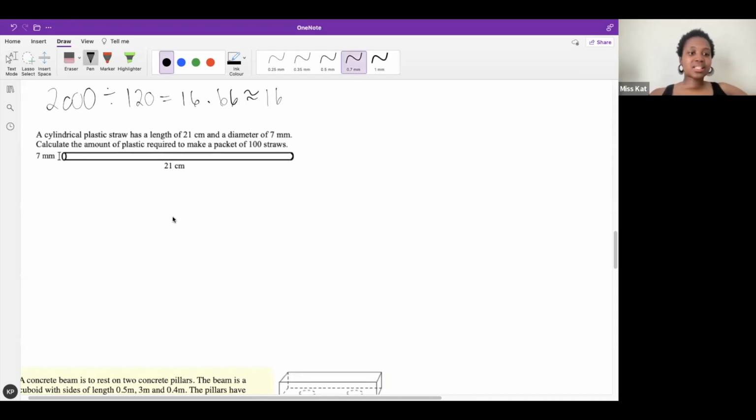Okay. A cylindrical plastic straw, thank goodness it's not paper because they literally melt in your drink, has a length of 21 centimeters and a diameter of 7 millimeters. Calculate the amount of plastic required to make a packet of 100 straws. Now we're going back. Is this surface area or is this volume? Think of a plastic straw and how it is made. Remember, surface area is the outside and volume would be the inside.